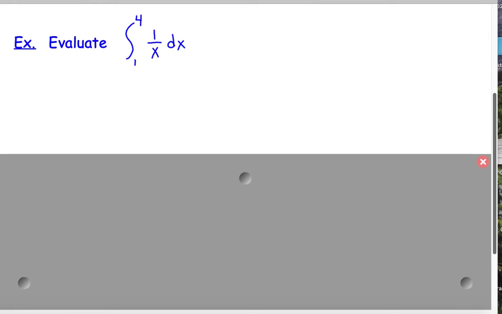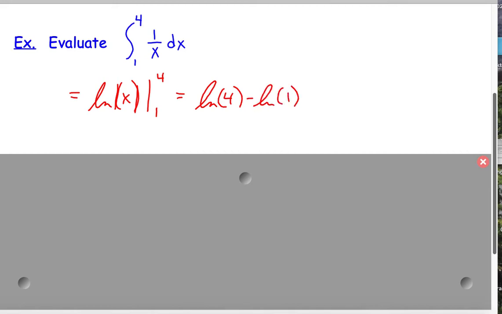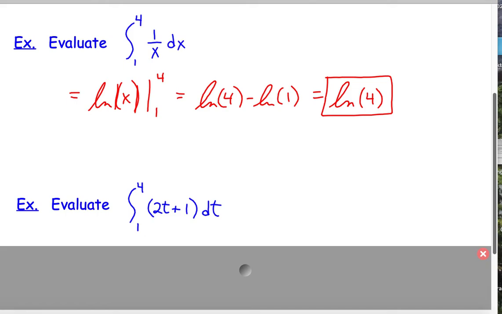What's our antiderivative? It's the natural log of the absolute value of x. But since our integral is going from 1 to 4, it's okay if you just actually use parentheses there. And we're evaluating this from 1 to 4. So we're going to get the natural log of 4 minus the natural log of 1. The natural log of 1 is 0. E to the 0 is 1. So our final answer, simplified, is natural log of 4. All right, let's try one last one.